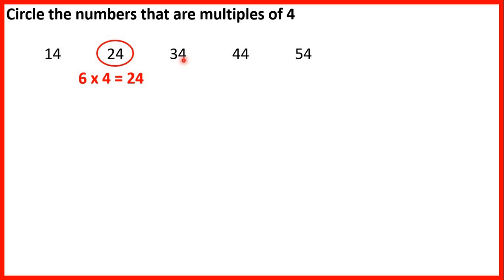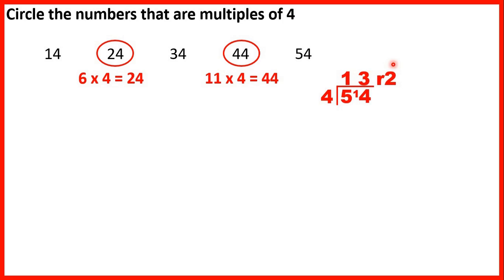34 is not a multiple, that's not in the 4 times table. We can circle 44 because 11 times 4 is 44. And now we have 54. We don't know our 4 times table past 48, but if we divide 54 by 4, we get a remainder. And if we get a remainder, that tells us that it's not a multiple, so we don't want to circle 54.